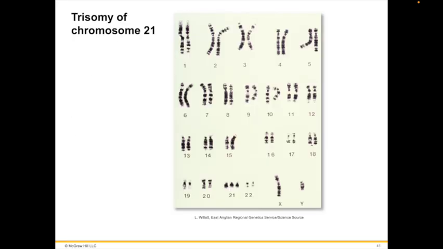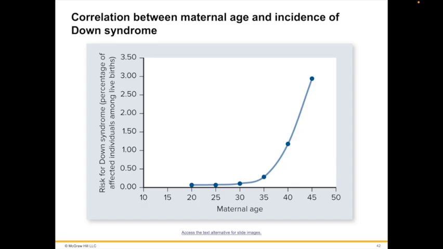So what you're seeing here is figure 13.13, and this is a male karyotype. And if you look at chromosome number 21, or at least the 21st position, or autosomes 21, you will see it is trisomy 21, the trisomic condition. So this is showing the risk for Down syndrome and the percentage of affected individuals among live births. So there is a direct correlation between advanced maternal age and the incidence of Down syndrome, as just mentioned.